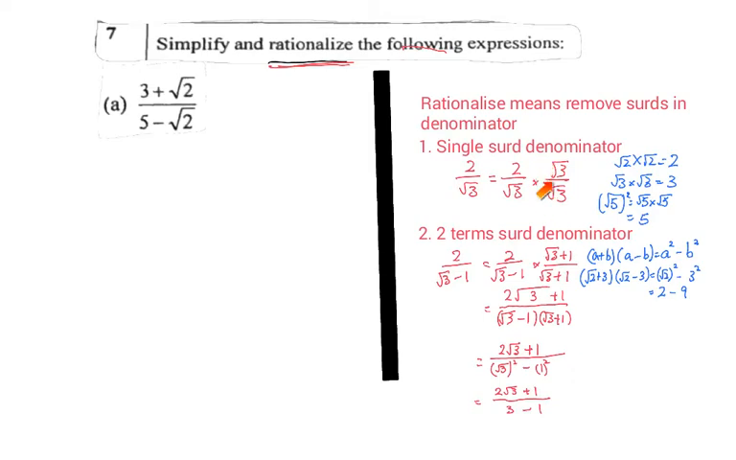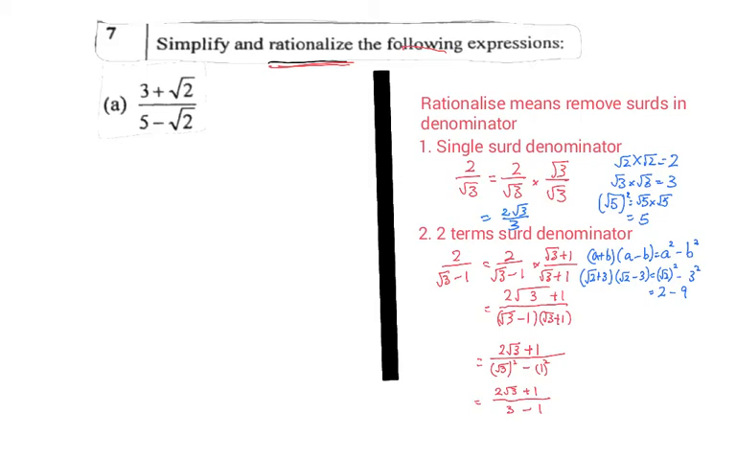Now why do I want to choose this number? Because we know that root 2 times root 2 is 2. Root 3 times root 3 is 3. And root 5 squared means root 5 times root 5, which is equal to 5. So in this first example, the answer is actually equal to 2 root 3 over 3. So I want you to observe that this number here has no surd in the denominator compared to the original one.